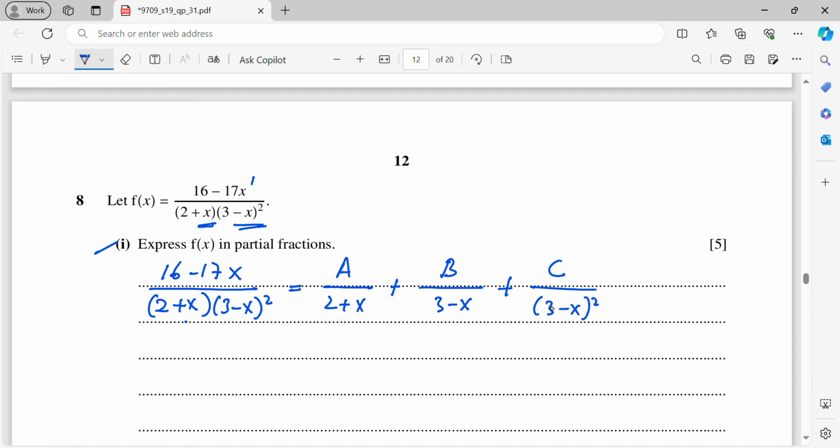Now here, to get the unknowns a, b, c, in order to get the partial fractions, we always need to compare with the left side. So for the first term, I need to multiply with 3 minus x squared, so that you will always get the same denominator.